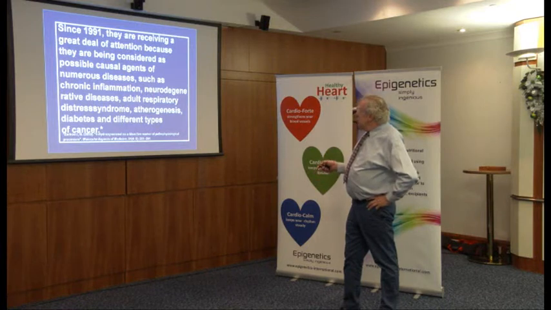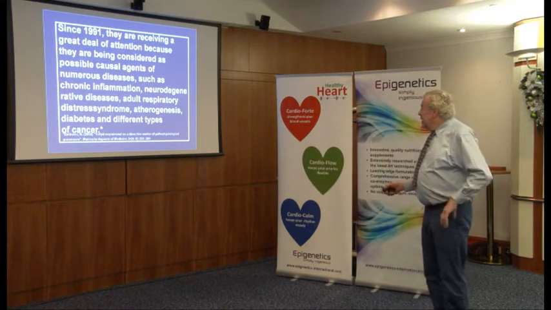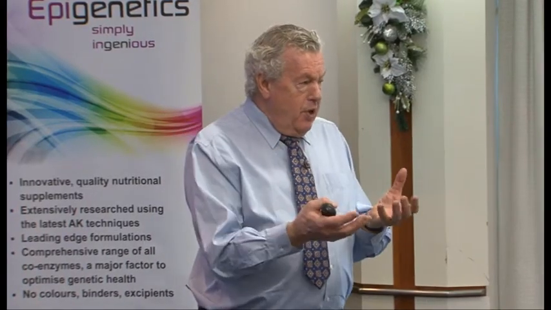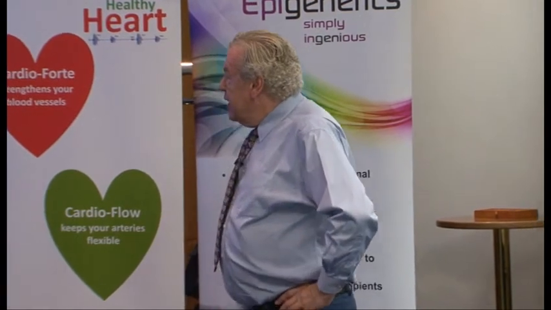Since 1991, they are receiving a great deal of attention because they are being considered as possible causal agents in numerous diseases. So we could count that as both nonenal and malonaldehyde, such as chronic inflammation, neurodegenerative diseases, adult respiratory distress syndromes, atherogenesis, diabetes, and different types of cancers. So there's lots of things that can cause that mixture of different disorders. But if we put this into the melting pot along with, say, GGT and rancid fats, you can begin to say, well, you've got a bit of this and a bit of that, and so multi causes of a lot of these conditions rather than just one individual one.